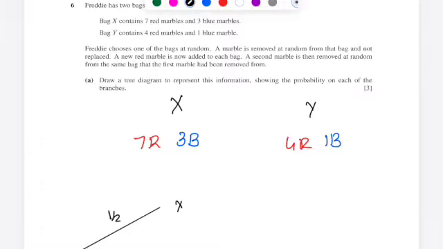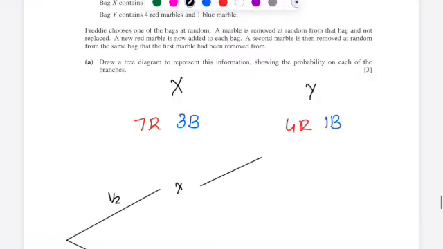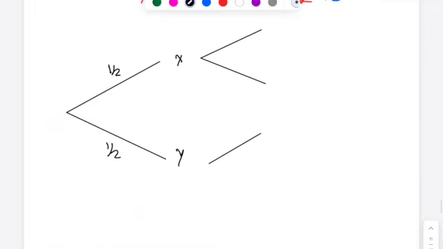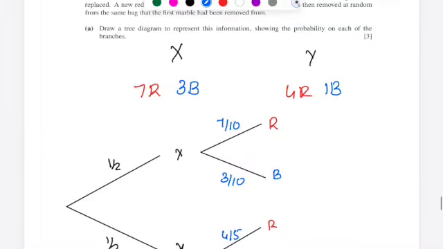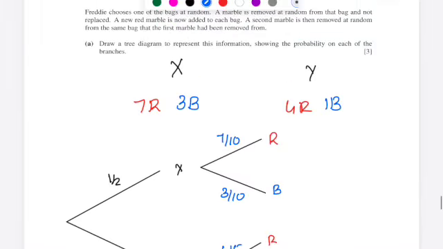Now what is it telling? A marble is removed at random from the bag and not replaced. So I am removing one marble from bag X, and also one marble from bag Y. It can be a red marble or a blue marble. Red marble probability is 7 upon 10 and 3 upon 10 for bag X, 4 upon 5 and 1 upon 5 for bag Y. It is not replaced, so now it will become only 9 marbles. Now a new red marble is added.